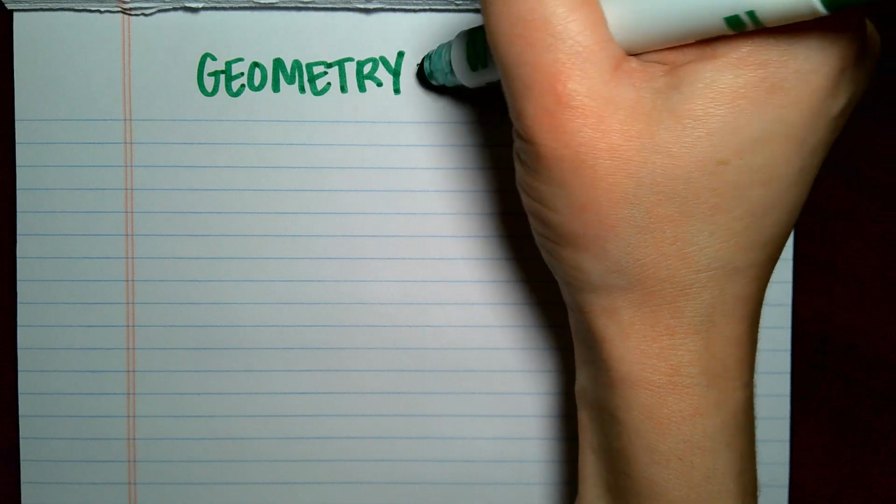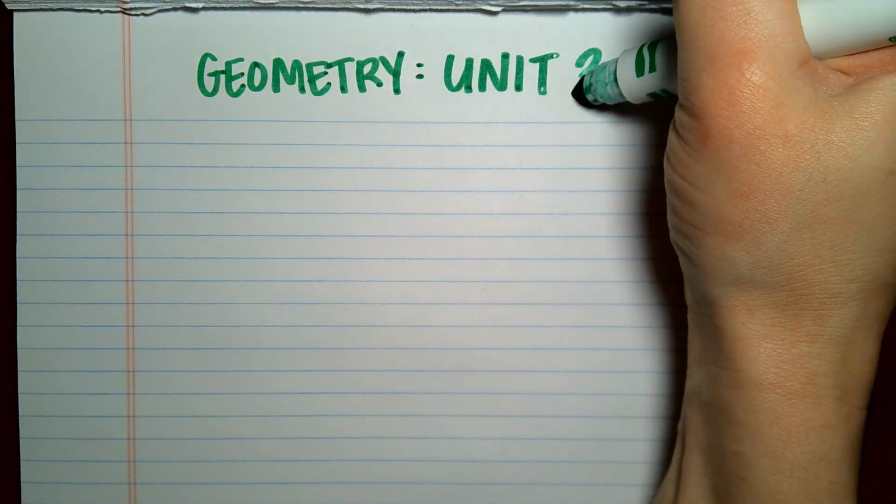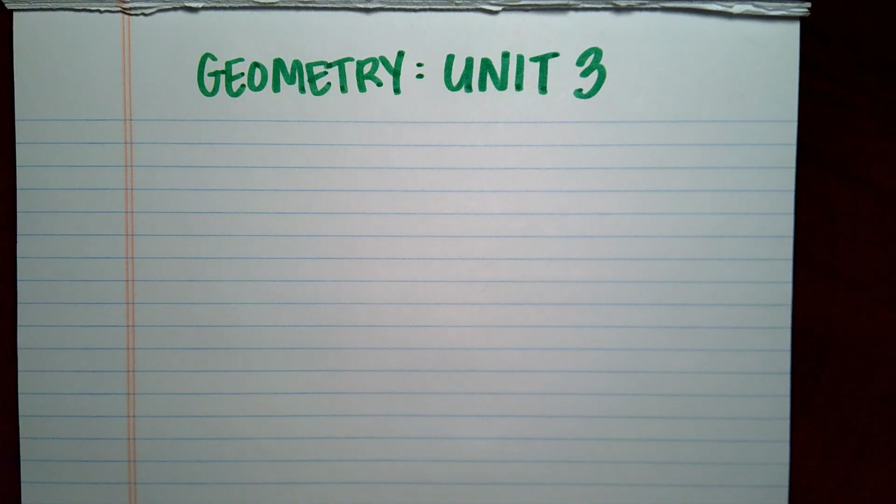So geometry. This is unit 3. And we're going to throw it back to triangles. And say 21.